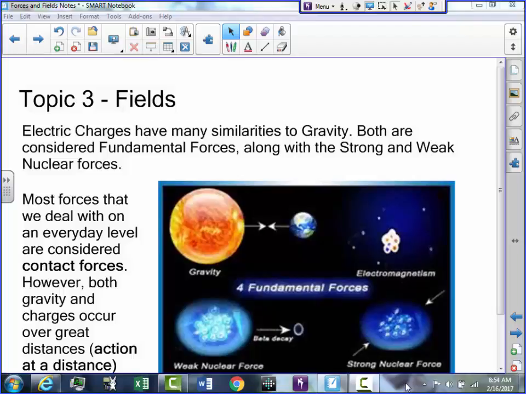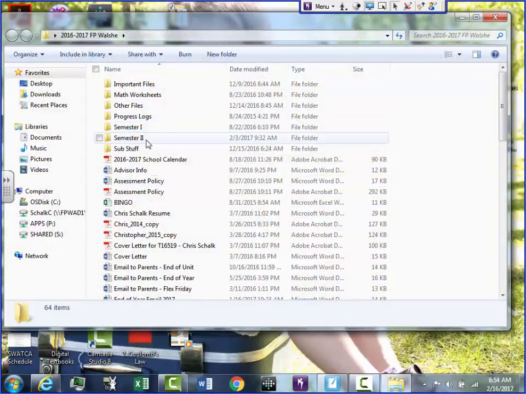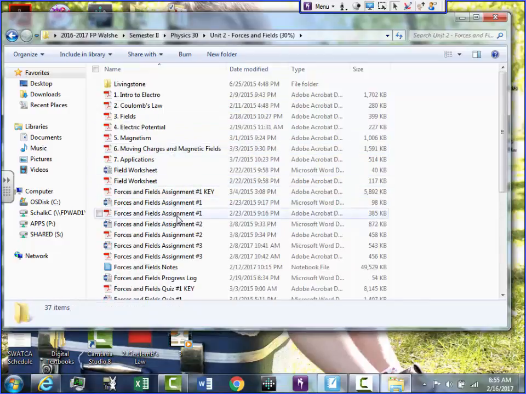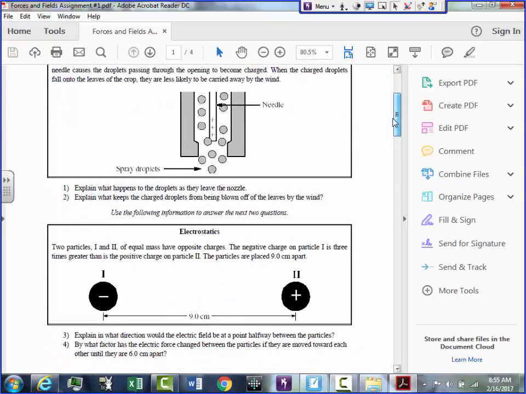Answer the question. On the one there? Okay, well, let's do that first too. Joe, what's your question? Which one are you looking at? Physics 30, forces and fields, assignment number 1. Okay, go, Joe, which one? Which one?